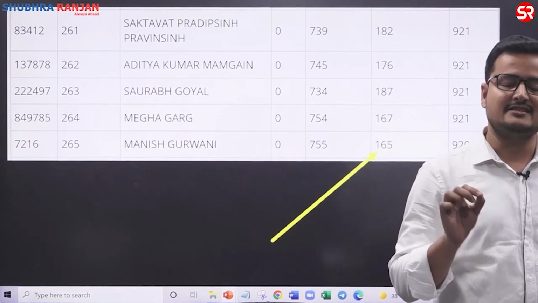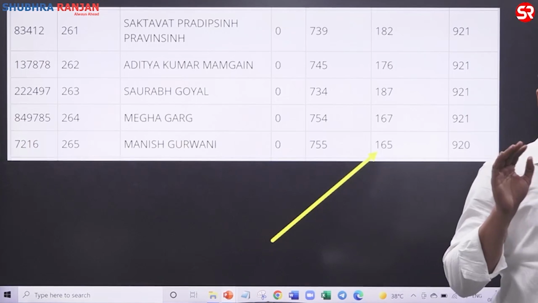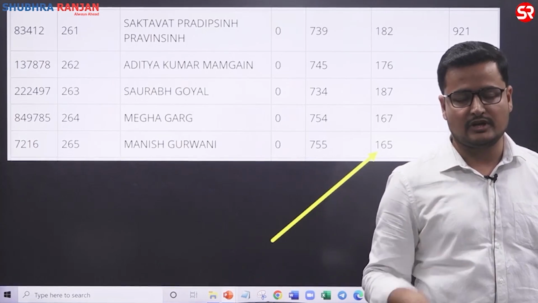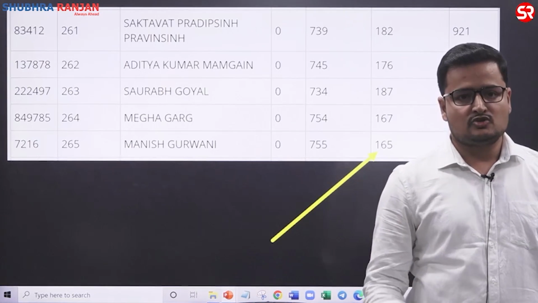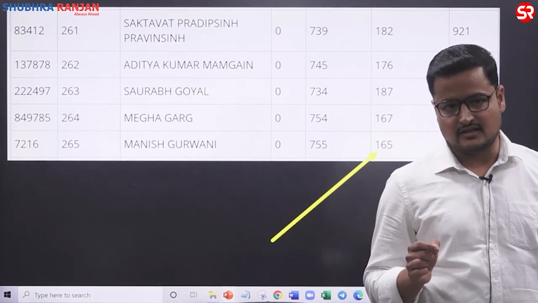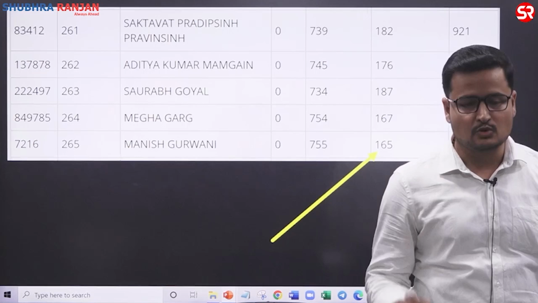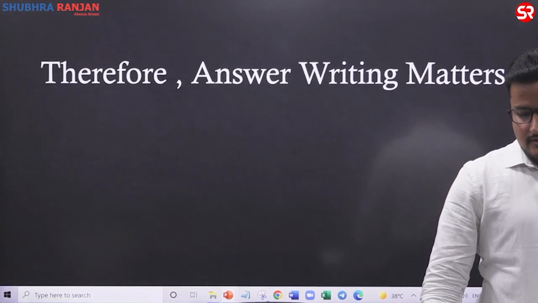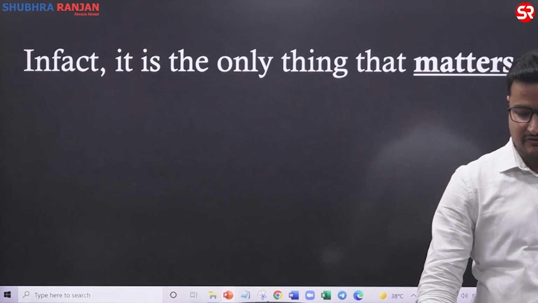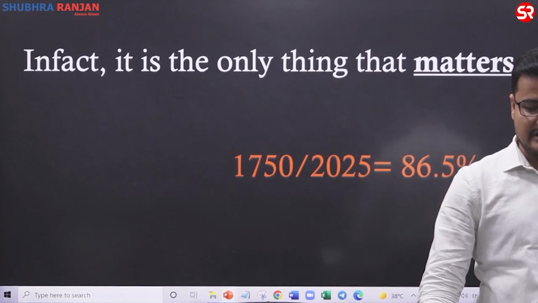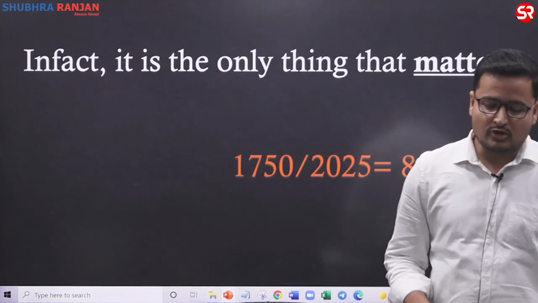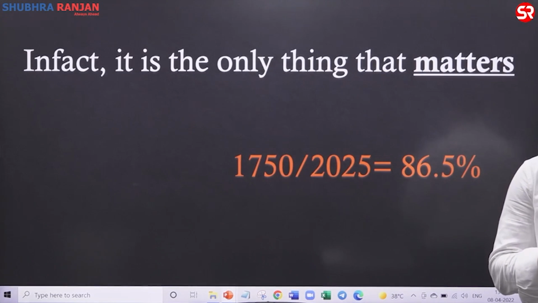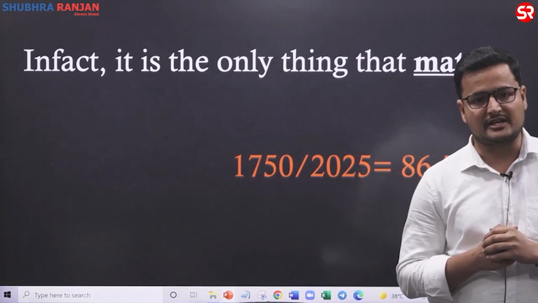And mains, since it's all about answer writing, you have 9 papers, out of which 2 are qualifying, and 7 are counted in the main tally. So if you are doing answer writing, to a very large extent you are ensuring your selection in the exam. Therefore, answer writing matters, and in fact, it is the only thing that matters. Because out of 2025, 1750 is coming out of mains and it is 86.5% of the total marks.